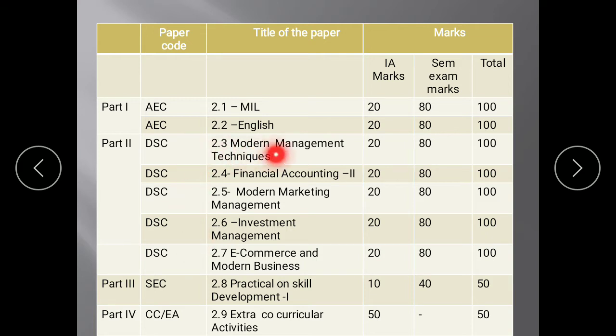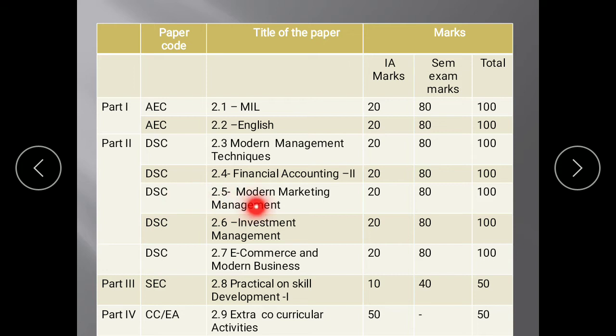The first one is modern management techniques. It will carry 20 internal marks and 80 sem exam marks. So totally it will be fetching 100 marks. Under modern management techniques you will be learning about different principles of management, how management works and all that. Under the second subject, that is financial accounting, here we are going to study about different accounting practices for special types of businesses like partnership or consignment accounts or branch accounts.